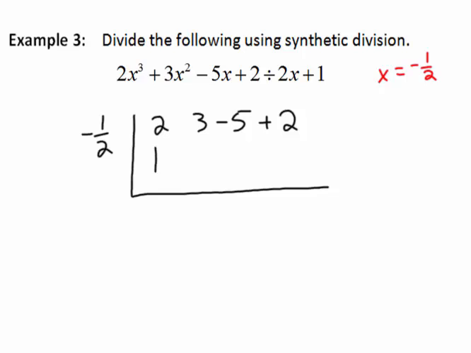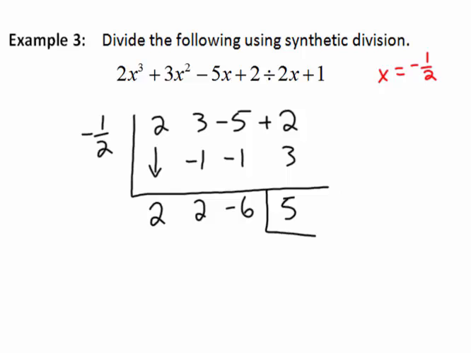And now we do our synthetic division as we did before. Bring down the first term, giving us a 2, and that number multiplied by the number outside, 2 times -1/2, is -1, and now we add. 3 minus 1 is 2. 2 times -1/2 again is -1. We now have -6. -6 times -1/2 will give us 3, and we get this final answer, 5.